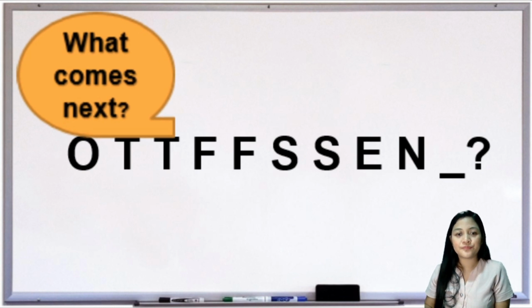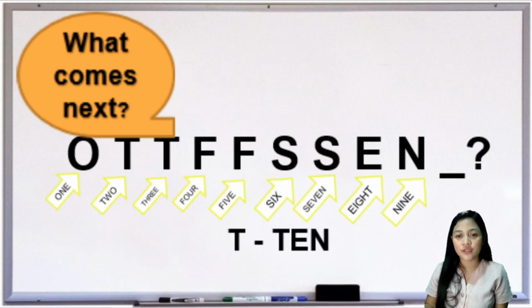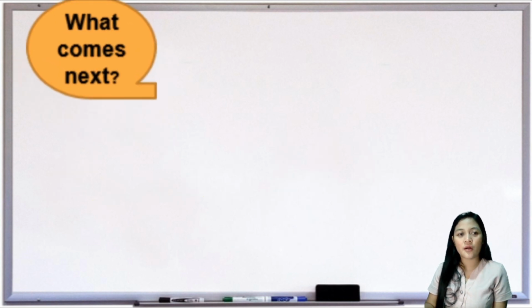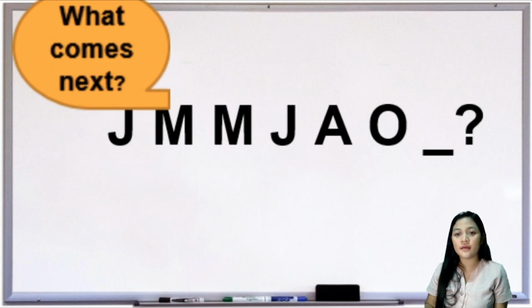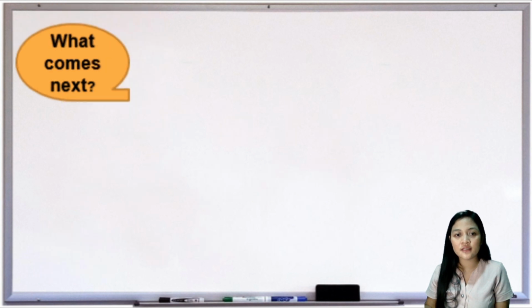OTTFFSSEN. What comes next? That will be what letter? That is T for 10. Okay, how about this one? JMMJAO. What comes next? For this, think of it. That is letter D for December, and these are the months with 31 days.